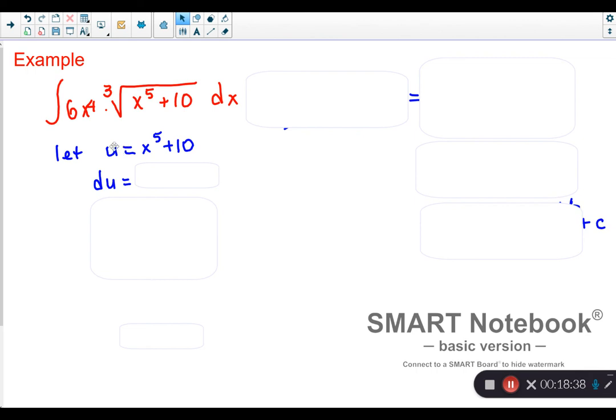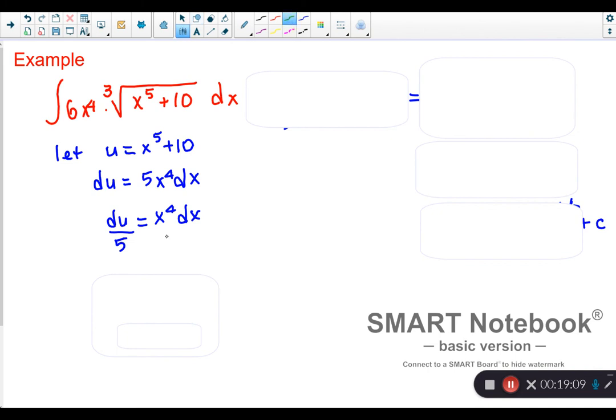And as always, as an intermediate step, we differentiate both sides, so du equals 5x to the 4 dx, and I'm going to need x to the 4 dx up there, so I'm going to solve for that. X to the 4 dx is, divide both sides by 5 here, du over 5. So going back to this integral, this whole thing will be replaced with cube root of u. 6 can be taken outside, and what are we going to do with x to the 4 dx? From down here, that will be replaced with du over 5. So let's do as we just said.